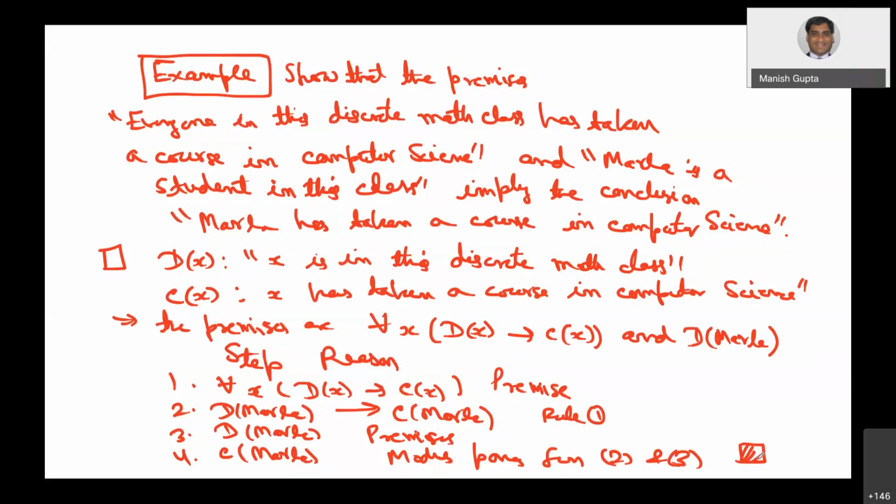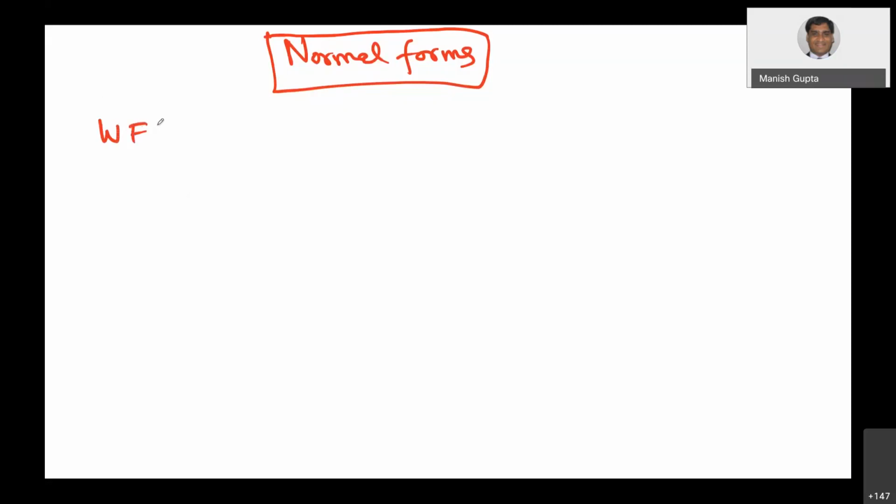Now we are going to do certain normal forms. Okay, normal forms. So first of all, there are two kinds of normal form: disjunctive normal form and conjunctive normal form. So first, I will define what is a WFF, a well-formed formula.